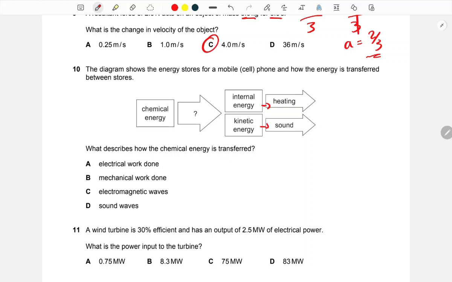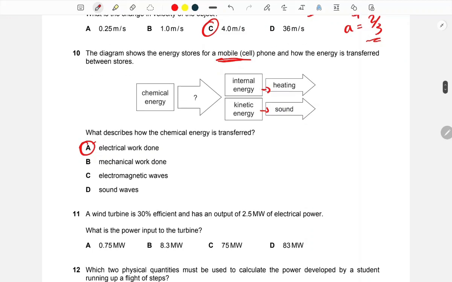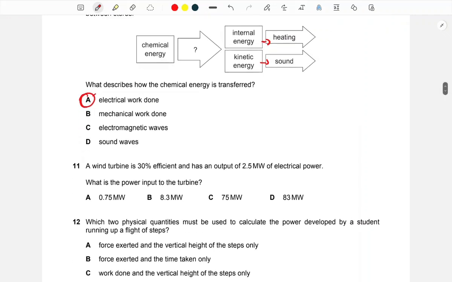Okay, so to determine how the chemical energy is transferred, we know that all this is happening in a mobile cell. In a mobile cell, like the battery, a chemical reaction happens in the battery cell, and that's how electrical energy is provided. So for this answer, it's going to be A, because in a mobile cell, electrical work done is going to happen, and the chemical energy would be converted to electrical energy.